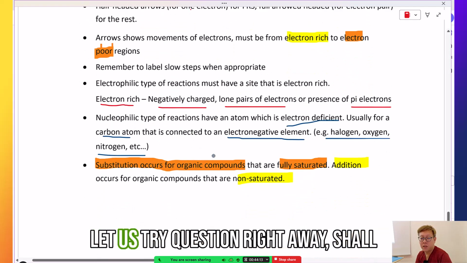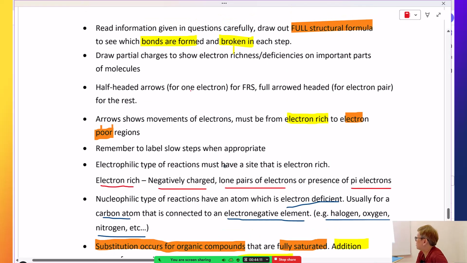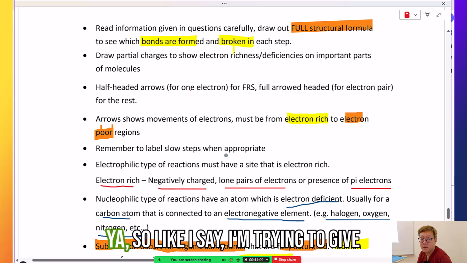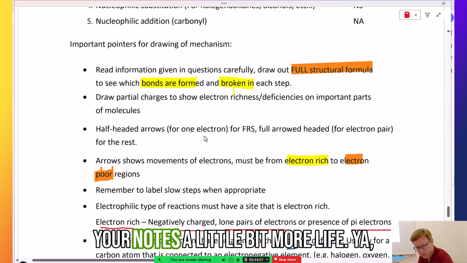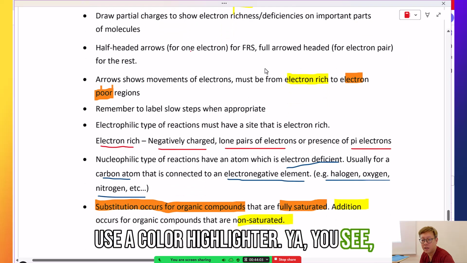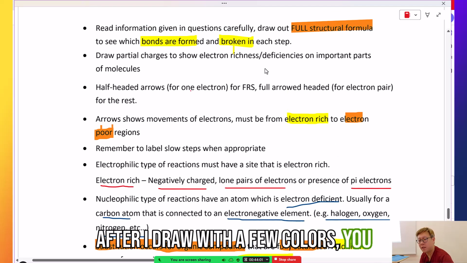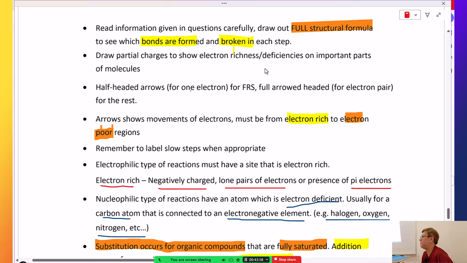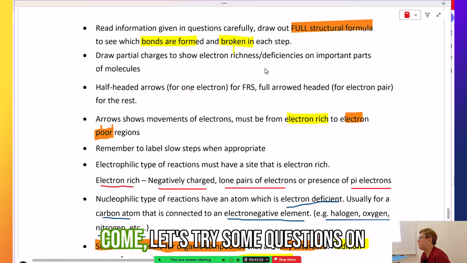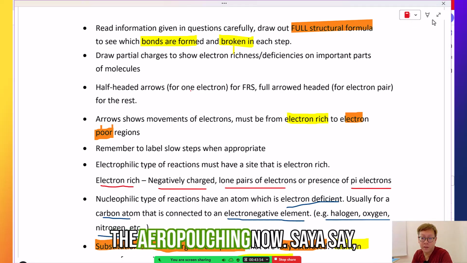But enough talk, let us try a question right away, shall we? Like I say, try to give your notes a little bit more life. Use a color highlighter. You see, after I draw with a few colors, you look at the notes, it's not so dead already. Come, let's try some questions on the arrow pushing.